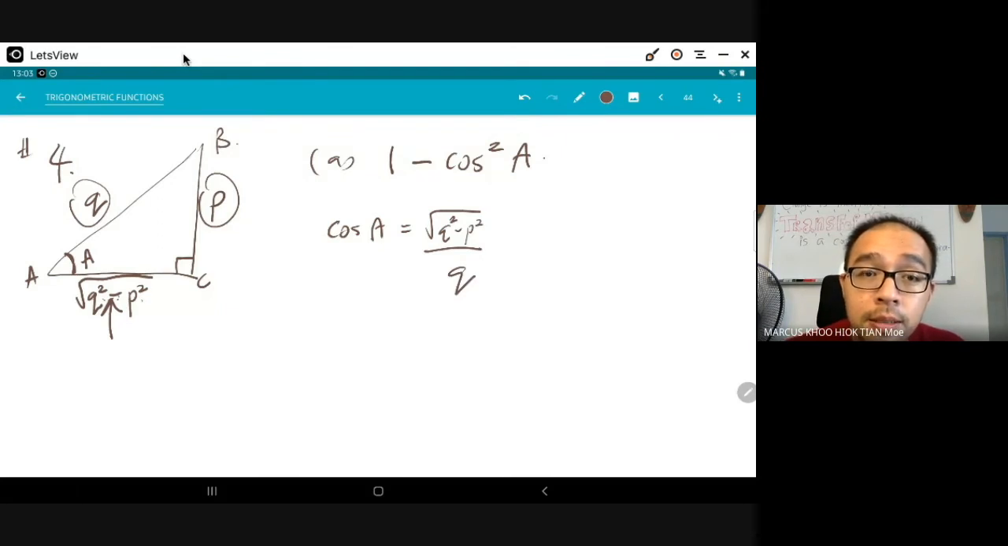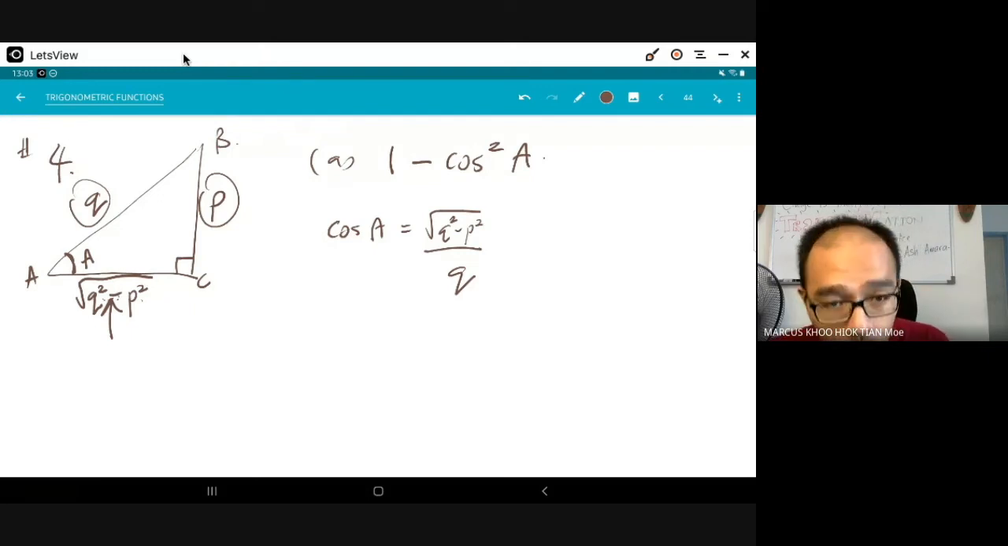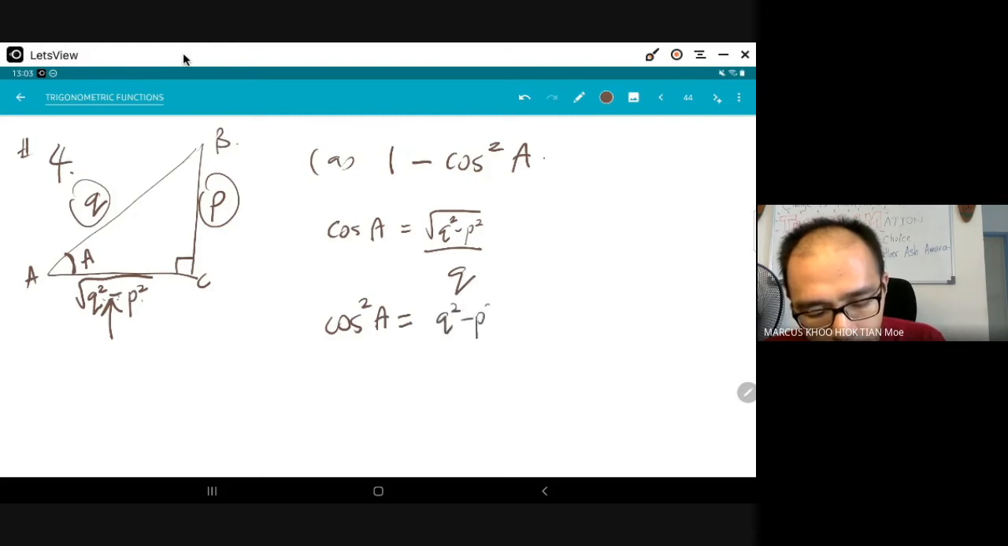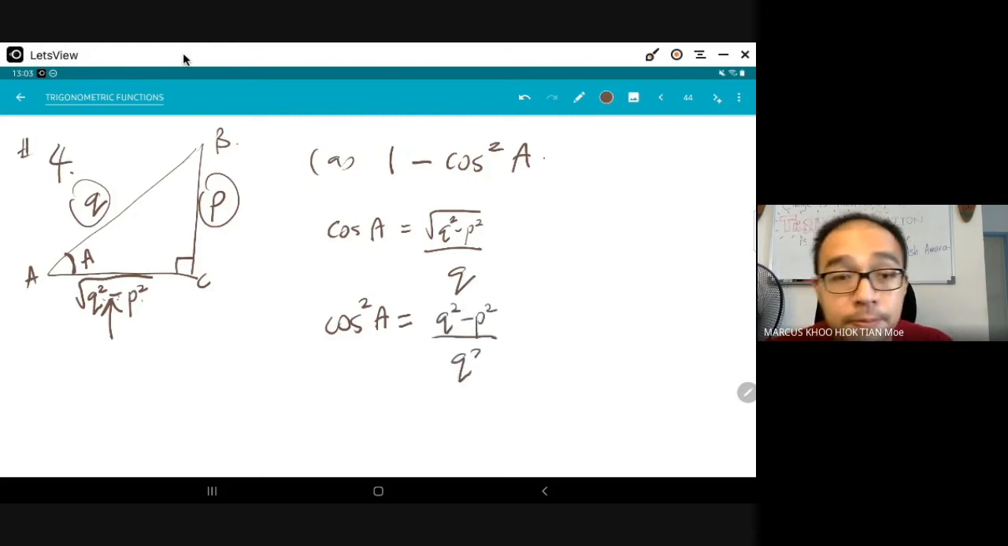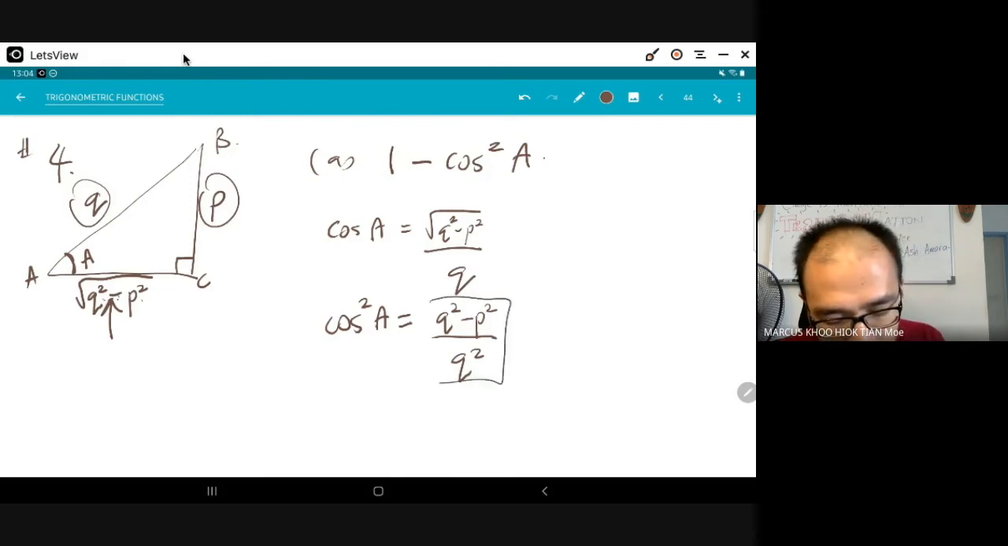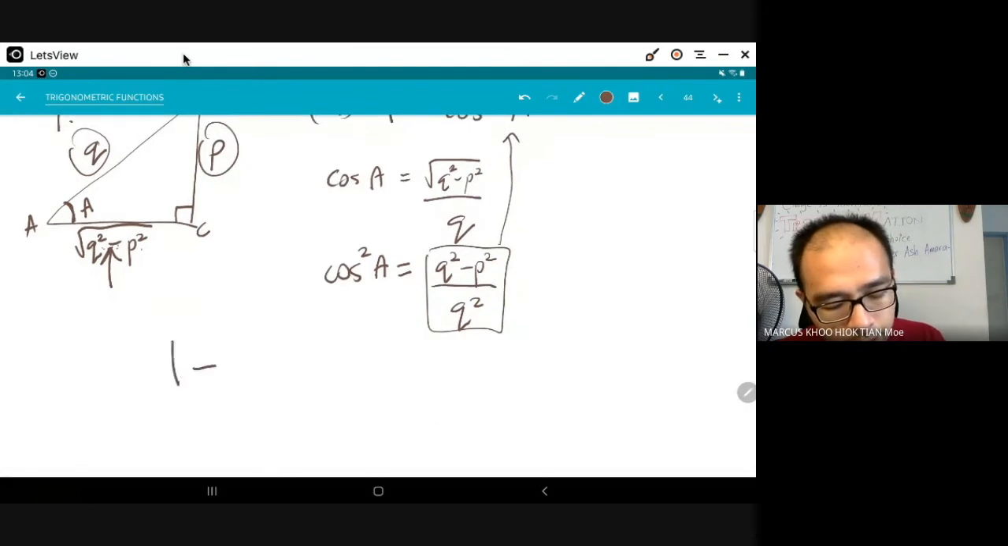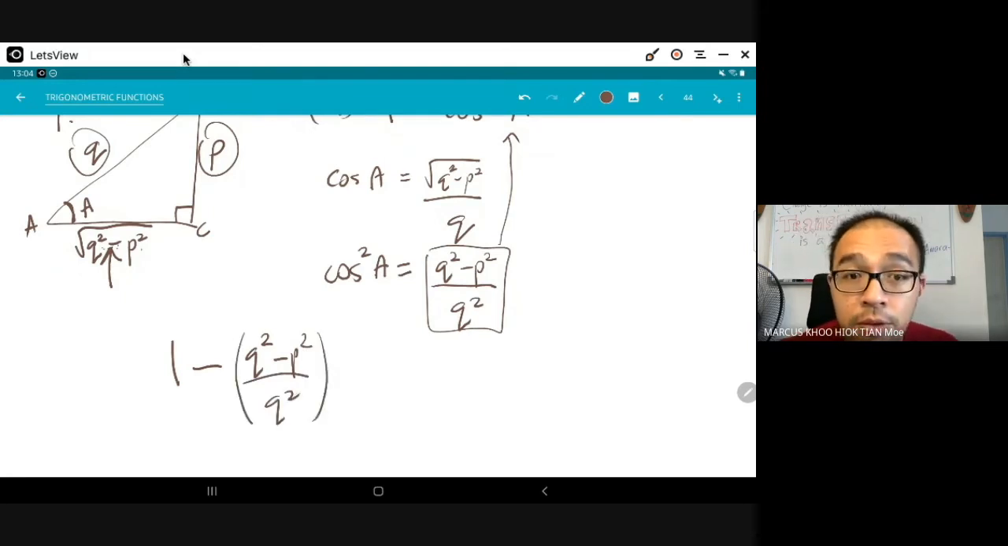Right? Obviously. So, cos squared A will be equal to Q squared minus P squared over Q squared. So we substitute this into here and we will get 1 minus Q squared minus P squared over Q squared. And this one needs a little bit of simplification.